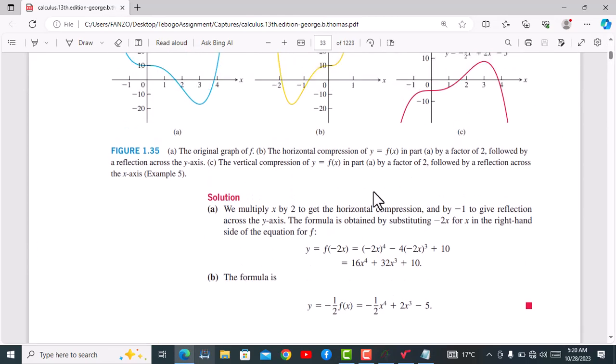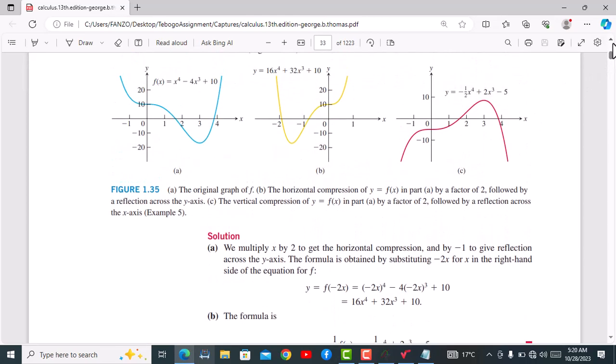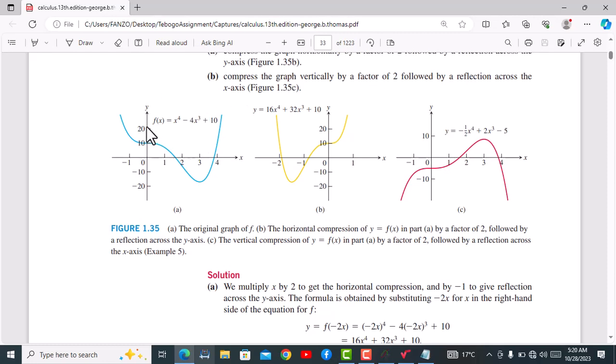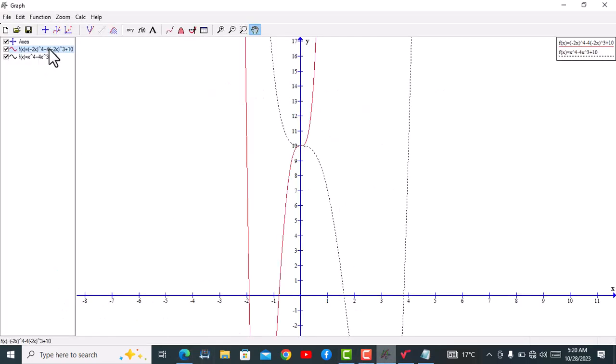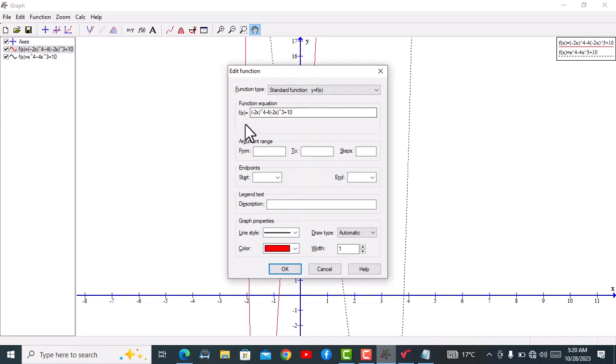So what does this mean? Remember, we have the original function. And where is this function? There it is. We have this original function, x^4 minus this. So what is going to happen here? We are multiplying everything here by 1/2. So this is compression vertically. So what I can do in here, instead of doing this, let me remove that.